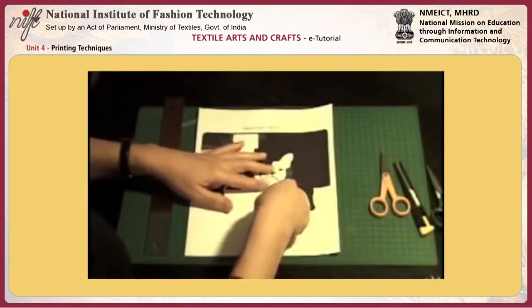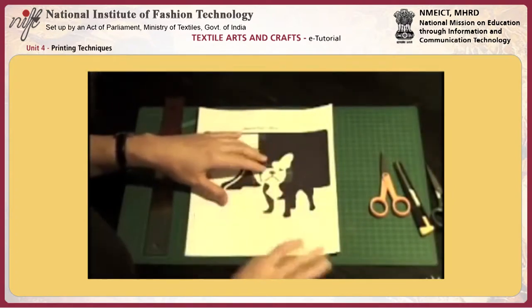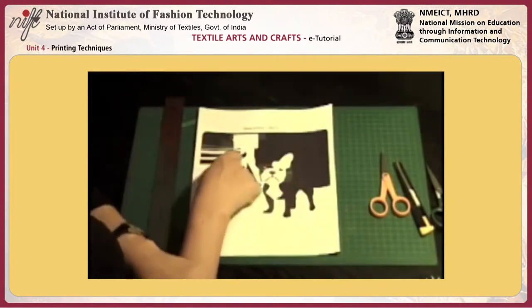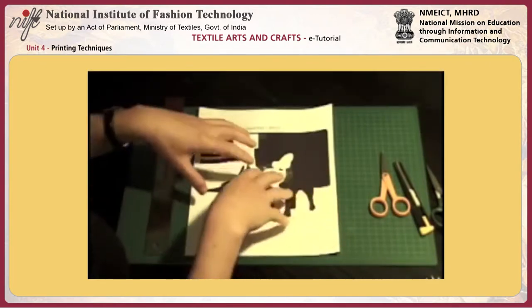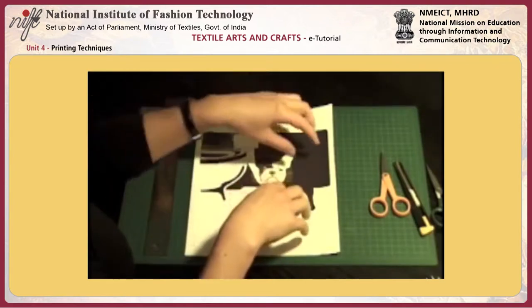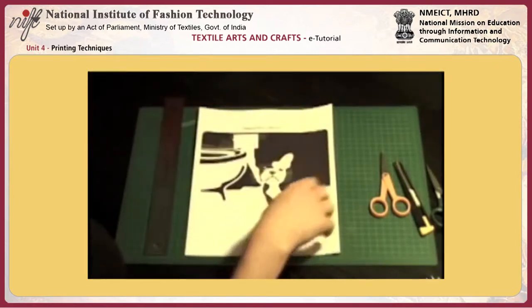If you want to make your own stencils at home, the one thing you need to remember is that the white area that you don't cut out needs to be a continuous piece of white. You don't want any pieces that are going to fall out.